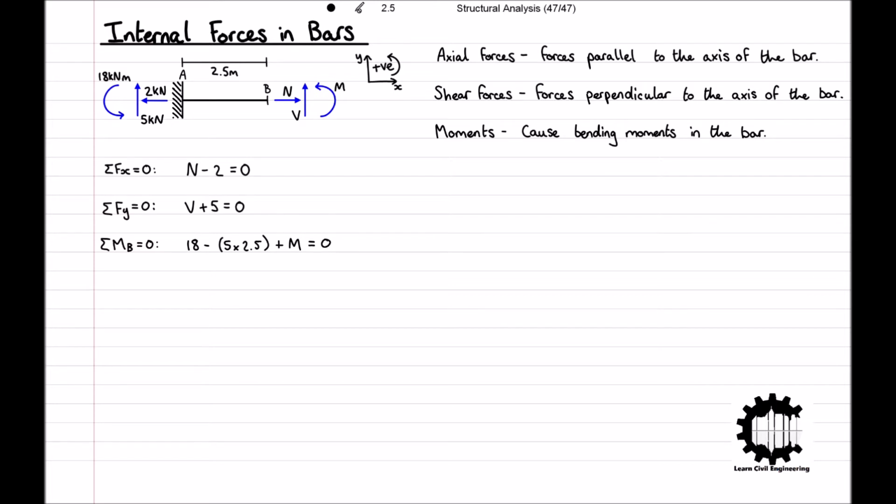Each of these equations only has one unknown, and they're very simple, so we can see from them that N is equal to 2 kilonewtons, V is equal to negative 5 kilonewtons, and M is equal to negative 5.5 kilonewton meters. Having computed the internal forces at point B in the bar, we can see that if equilibrium is guaranteed for one side of the structure, equilibrium will also be guaranteed for the other side of the structure, considering forces of equal intensity but opposite sense.